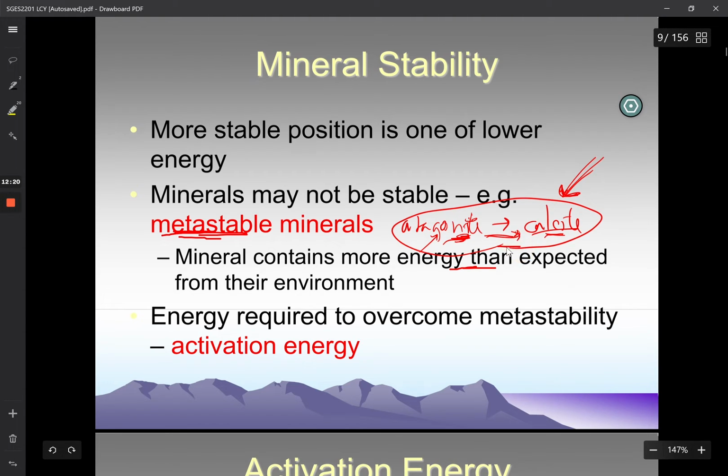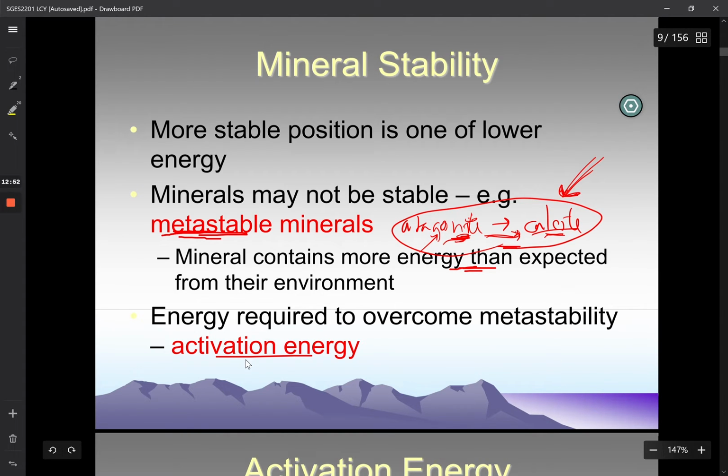Temperature is one thing that changes the direction of these reactions, whether forward or backward, so you need to know if the reaction is exothermic or endothermic. So the energy required to overcome metastability is the activation energy.